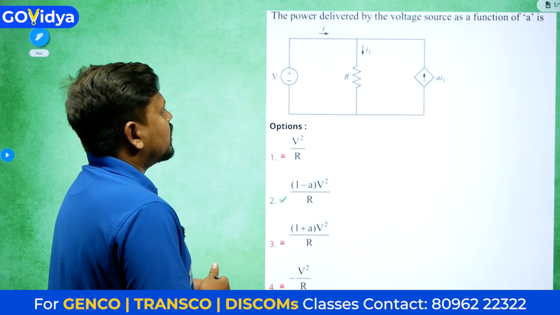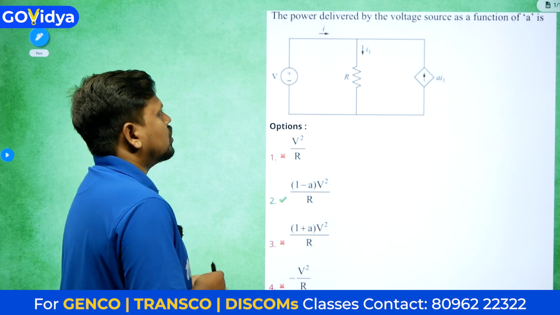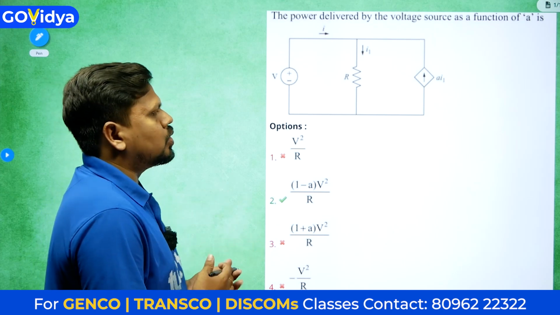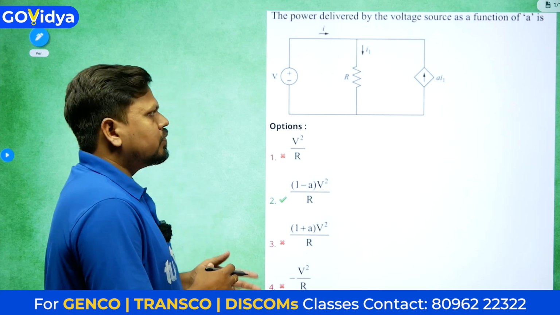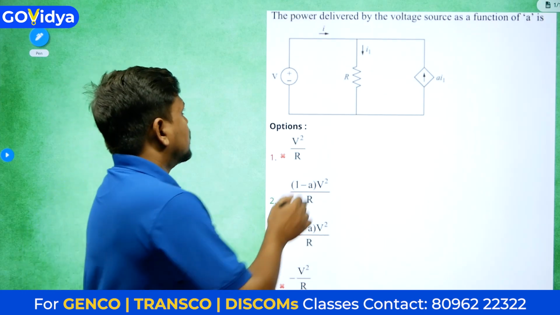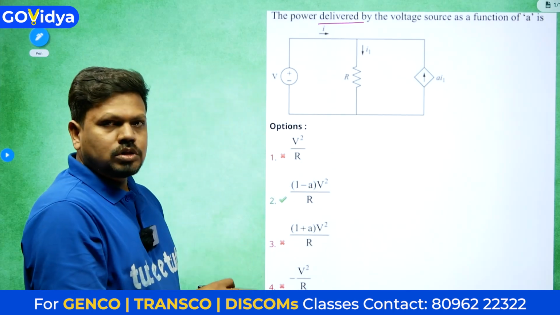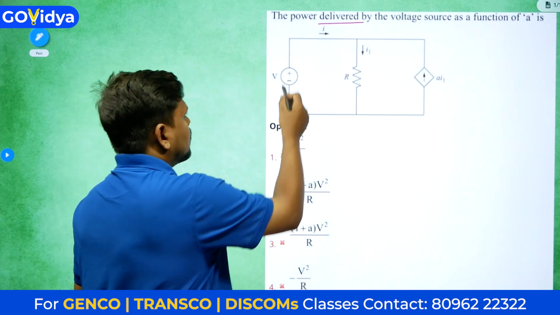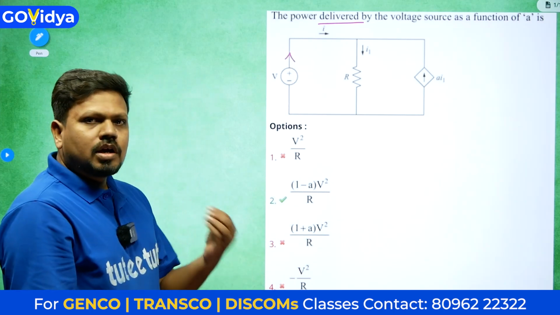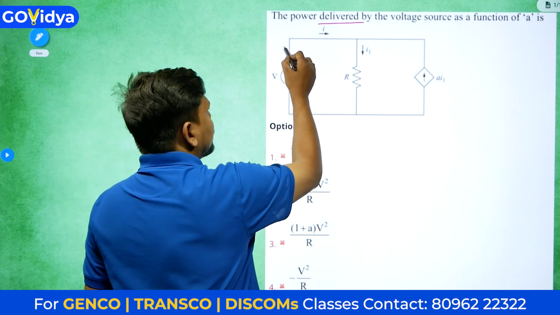The power delivered by the voltage source as a function of A is... they are asking about the power delivered by the voltage source. Here we need to understand some points. When we see the question, we need to get a clear idea of what they are asking. Power delivered means the voltage source is giving power, so the current direction must be in this direction, then only the power will be given by the source. Already the current in this one is I, we know.